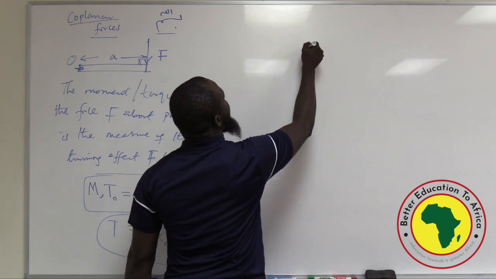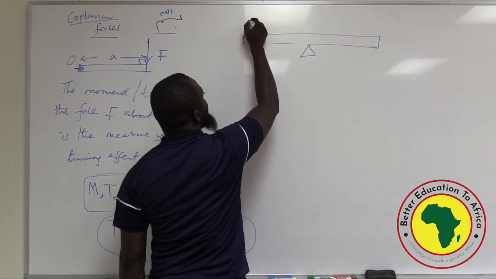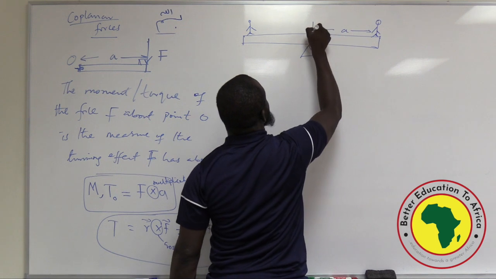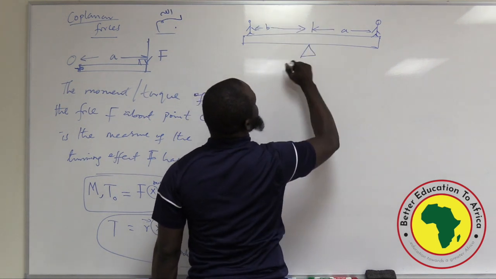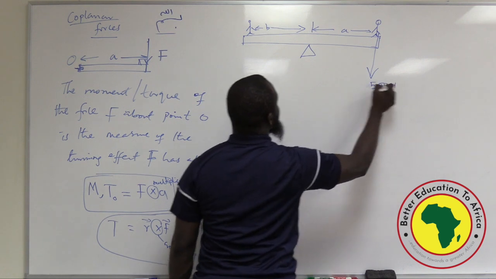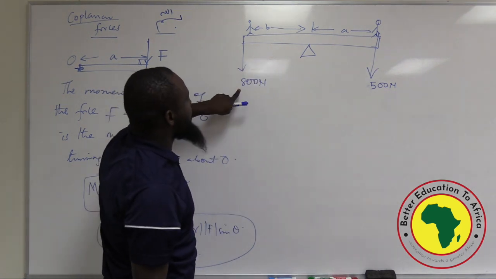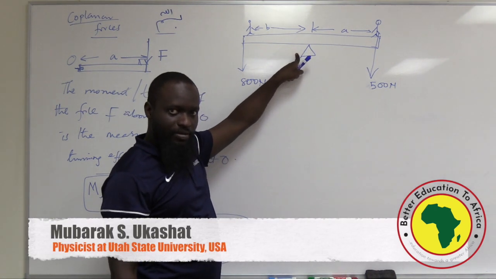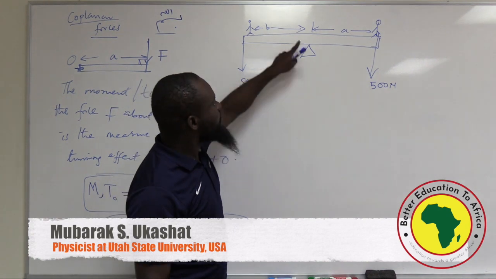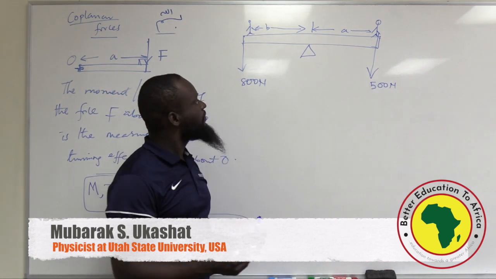So what happens is, if I have what I call the pivot here, which is like a turning point, I have a boy sitting here and a girl also sitting here. The distance from the girl to the pivot is A. The distance from the pivot to the boy is B. Let's say the weight of this girl is 500 newtons, and the weight of the boy is 800 newtons. I can ask you to find the moment of this boy about the pivot, the turning point, or find the moment of this girl about the pivot. That's very important: we take the moment about the turning point, which is the pivot.